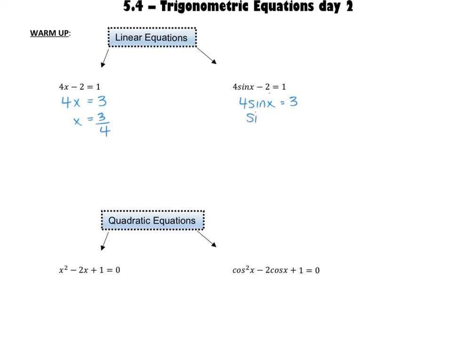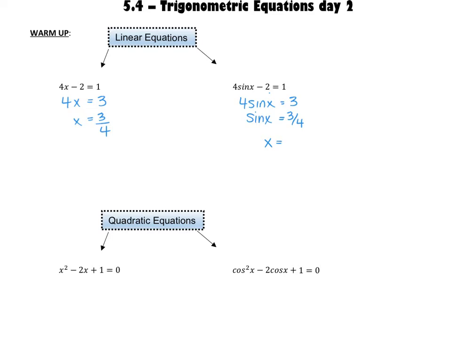So when we were looking at linear trig equations, we use a similar process. We would want to isolate the sine x, or whatever trig function it is, on the left, but then we have to, of course, take it one step further and actually solve for x. So 3/4 doesn't come from any special triangles, so we know that we're going to be using our calculator in radian mode to get our answers.